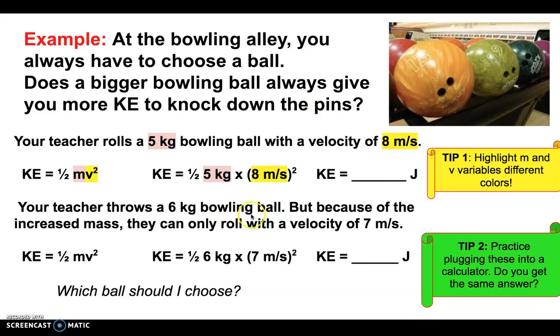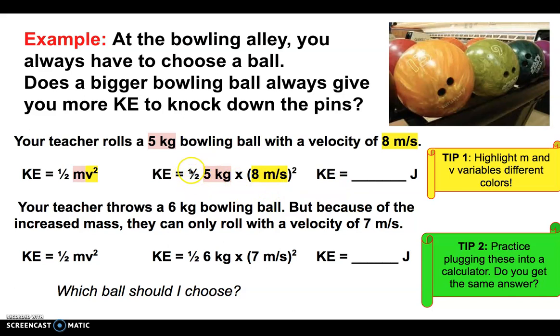We've got 2 of them to practice here. I've got the first problem, which says your teacher rolls a 5 kilogram, that's my mass, bowling ball with a velocity of 8 meters per second. So I wrote down the equation I was using, I wrote down what I need to calculate, and now I'm going to think about how to type it in on my calculator.